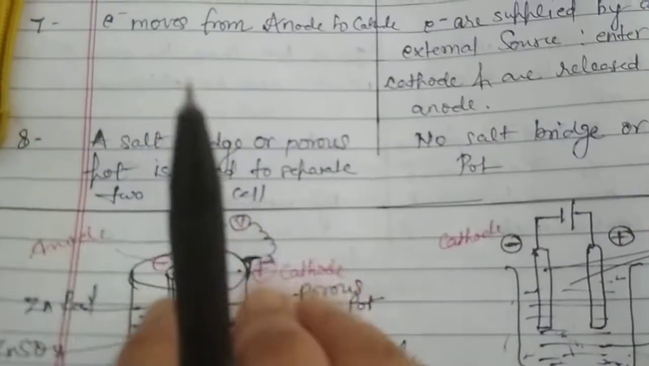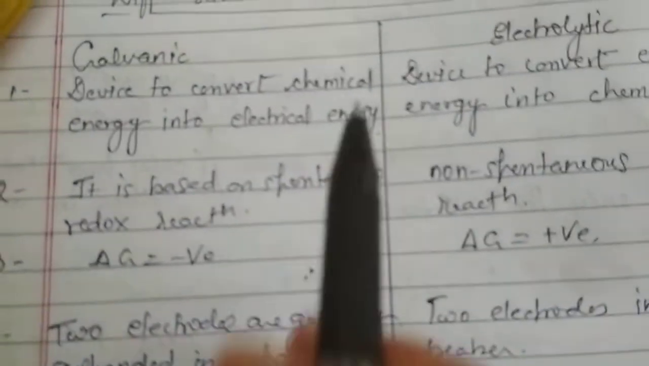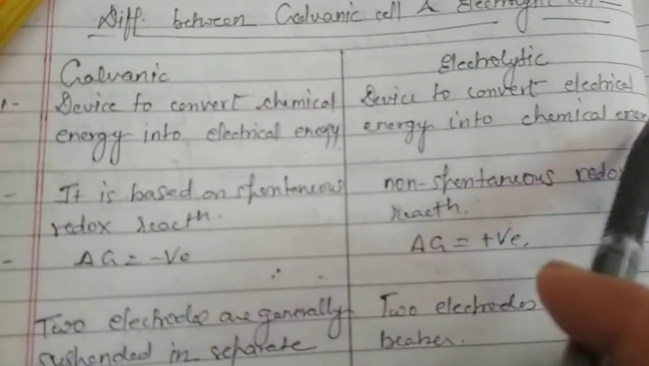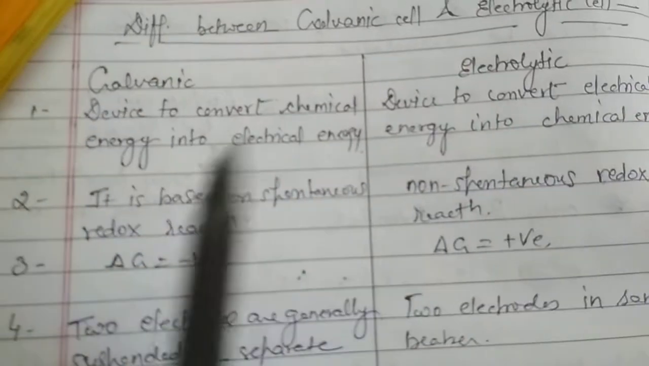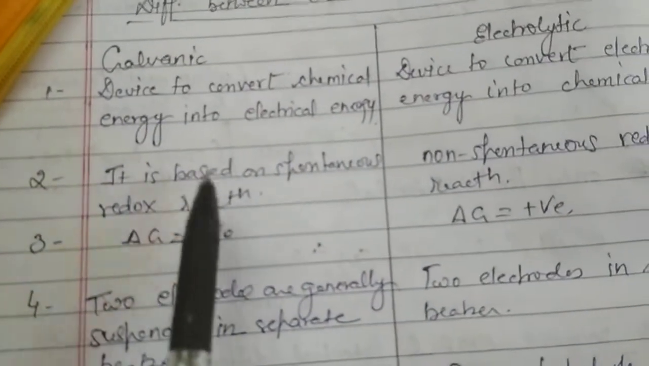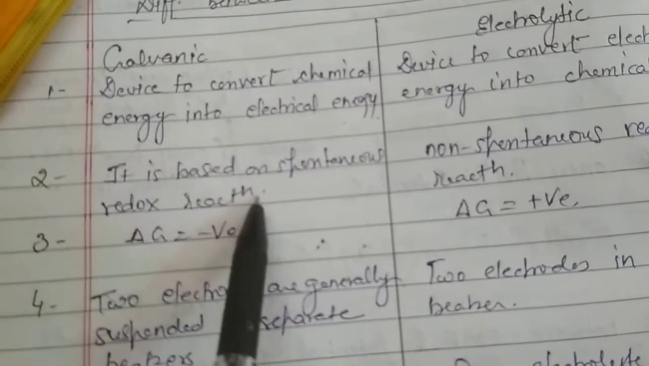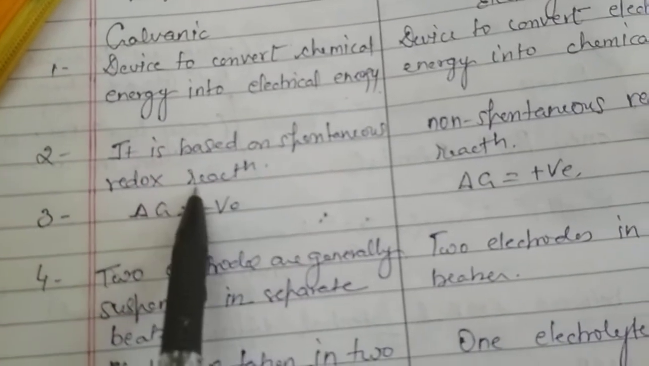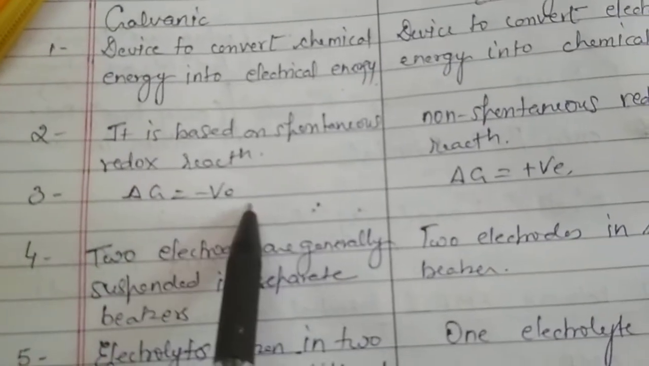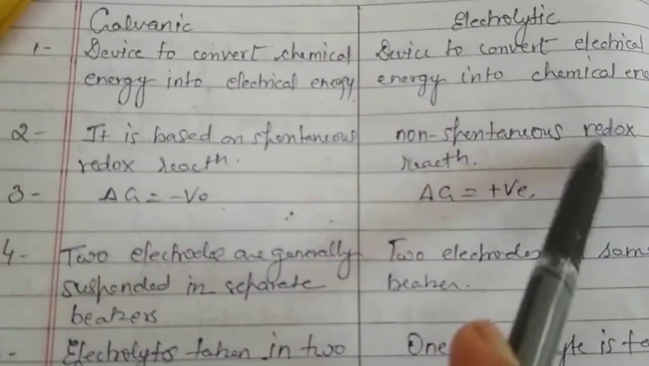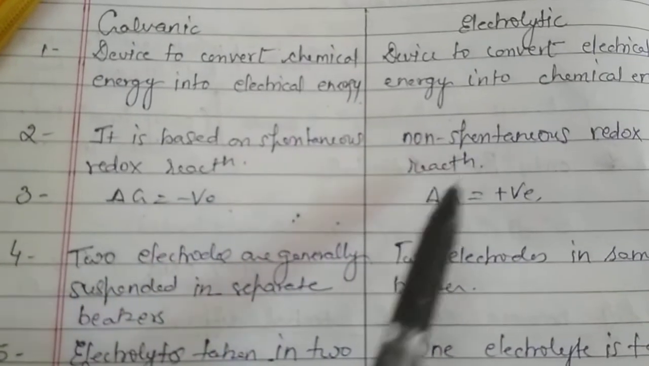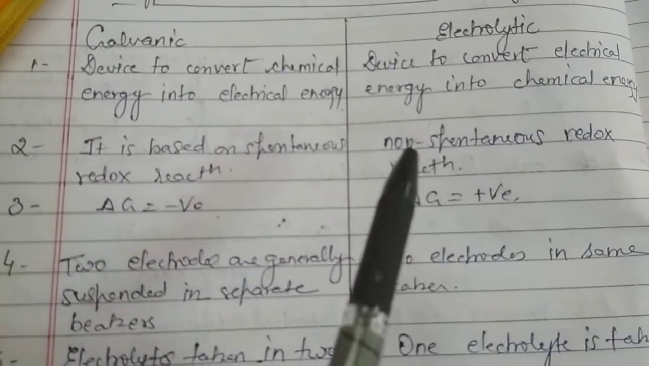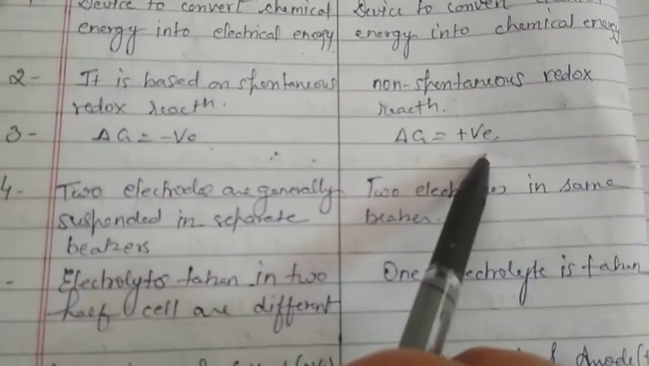So the first point is, the galvanic cell is a device to convert chemical energy into electrical energy, while an electrolytic cell is a device to convert electrical energy into chemical energy. The galvanic cell is based on a spontaneous redox reaction, because the reaction happens on its own, so delta G would be negative here. While here it is a non-spontaneous redox reaction being spontaneized by providing electrical energy. Otherwise it was a non-spontaneous reaction, so delta G would be positive here.